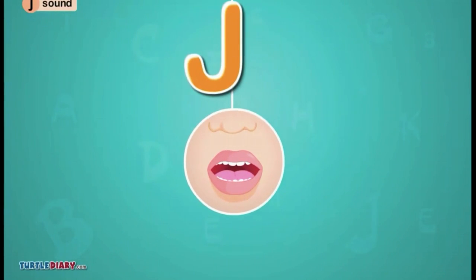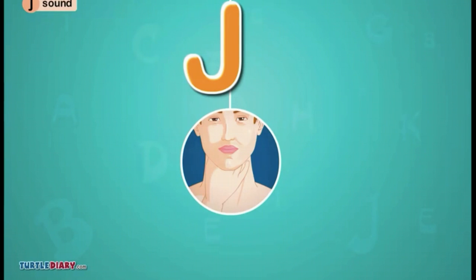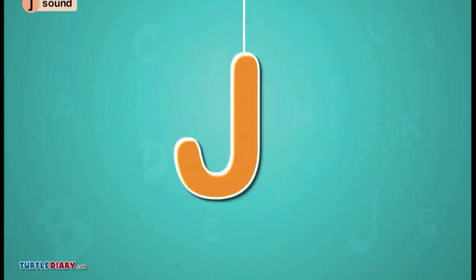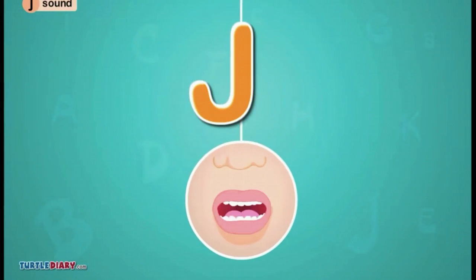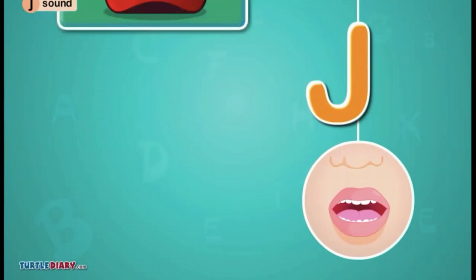How to make the sound. Put out your lips a little. Now push air out of your mouth as you move the tongue to make the J sound, as in jam. Try again. This time, put your hand on your throat. It moved or vibrated. Let us look at some more words that begin with the letter J and make the J sound, as in jam.